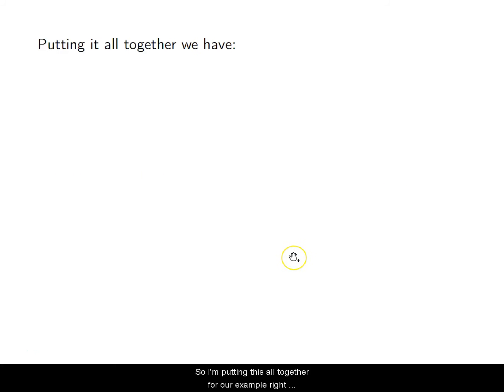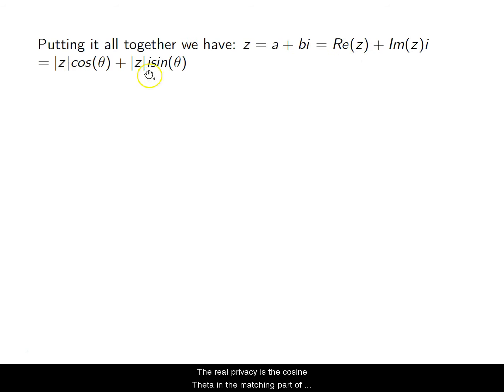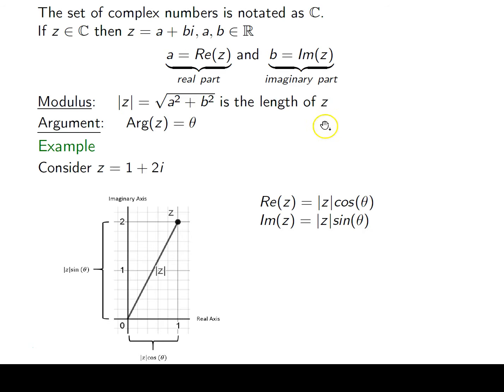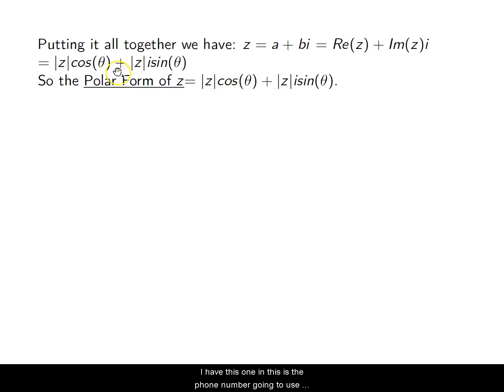Okay, so putting this all together for our example, z equals a plus bi is the same as the real part of z plus the imaginary part of z times i, right? And I can rewrite this, since the real part of z is the modulus times cosine theta and the imaginary part of z is the modulus times sine theta, again, times i. Okay, real part of z, imaginary part. Putting this all together, I have this form, and this is the form that we're going to use.